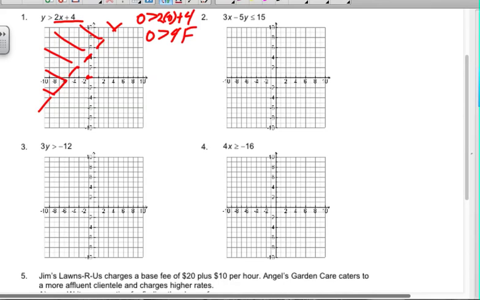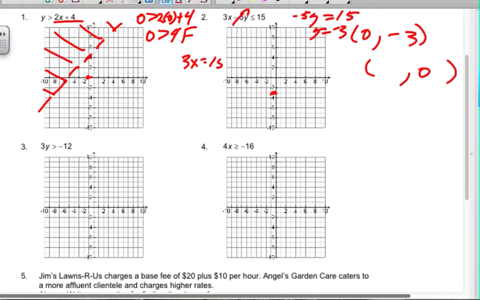Okay, number 2, we're back into standard form here. I would suggest you do the same thing. So let's find our y-intercept, which is where x is 0, which means this term goes away. I'm going to have negative 5y is 15, or y is negative 3. So I plot that point. There's my y-intercept. And then I go back in and I find my x-intercept, which is where y is 0. So that term goes away, and I end up with 3x is 15, or x is 5, which is right there.